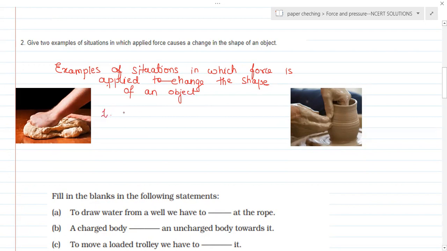One, making chapati. Now here you can write in extension that dough is turned and takes a circular shape. Second, making pots. Pottery is also something where the shape changes, right? And you are applying force to give it the required shape. There are many other examples like pulling a rubber band and many other examples like those. But here we are asked only for two, so you can give any two.